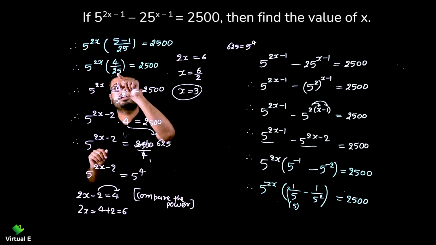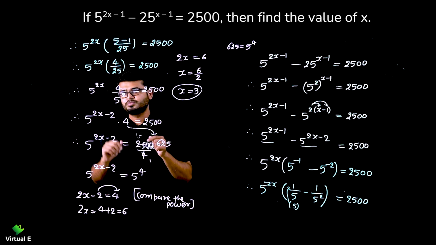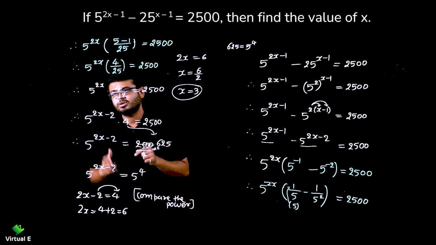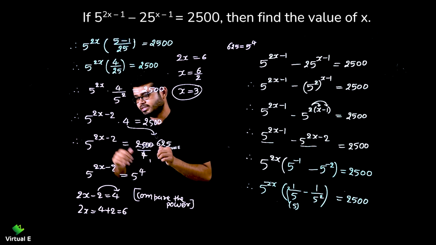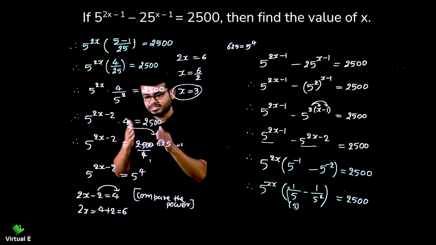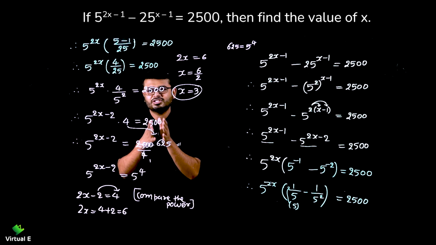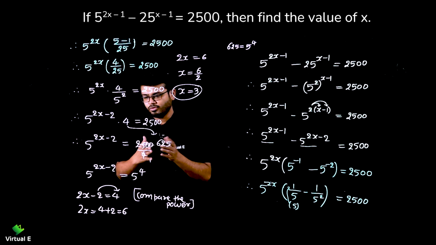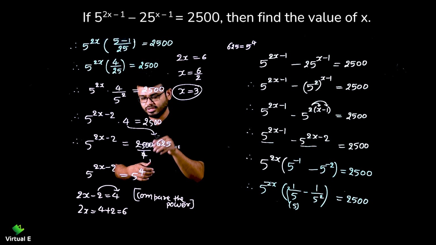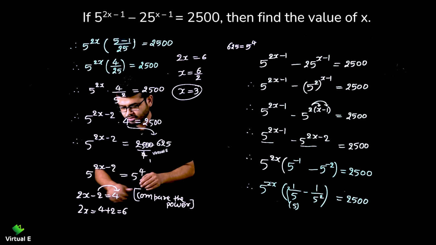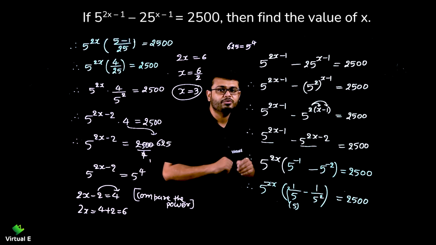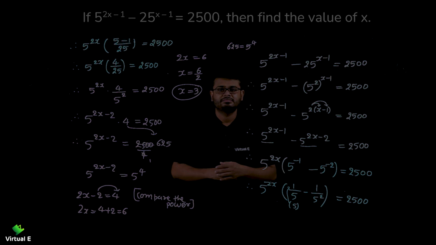Now what I did over here, 25 I have written as 5 raised to 2. Now I can subtract the power because it is in numerator and denominator. That being done, afterwards try to have this 2500 also in terms of power of 4. But first we need to divide with 4. We divide it and we get 5 raised to 4. Compare the power and solve the equation and get the answer.